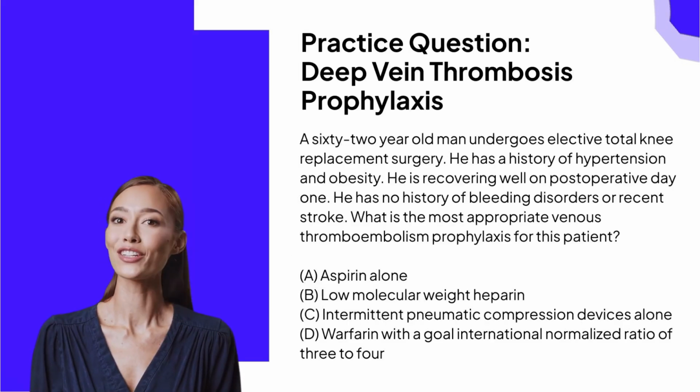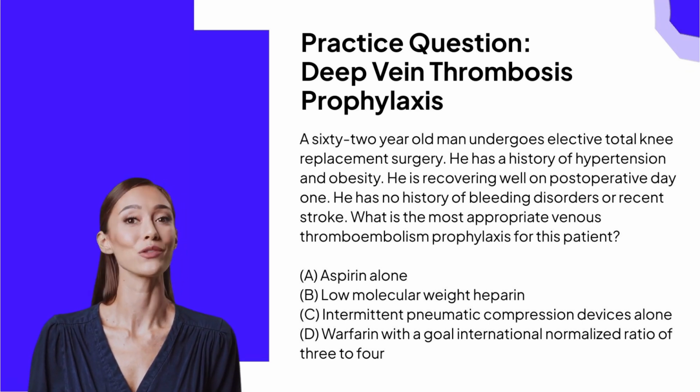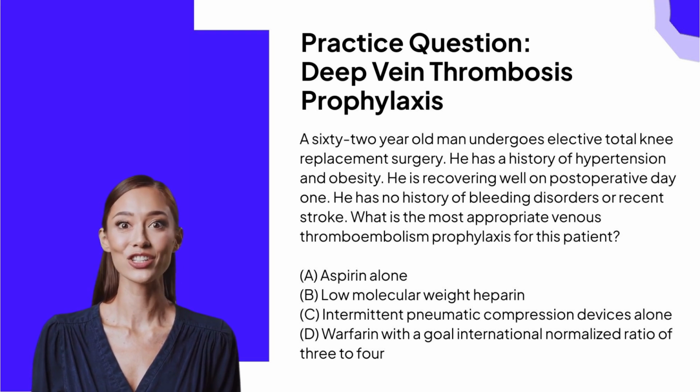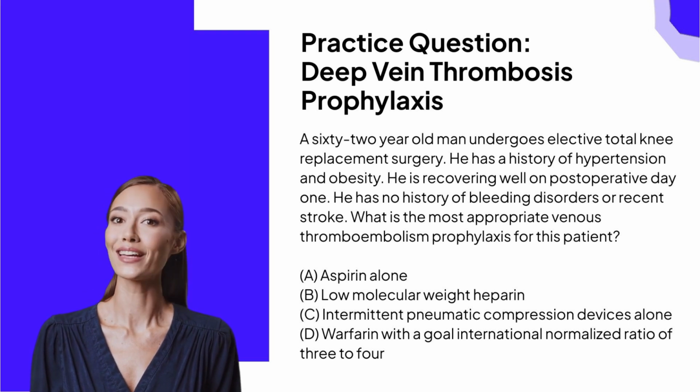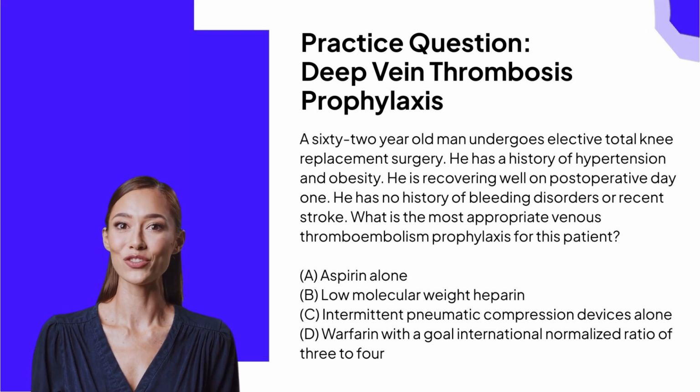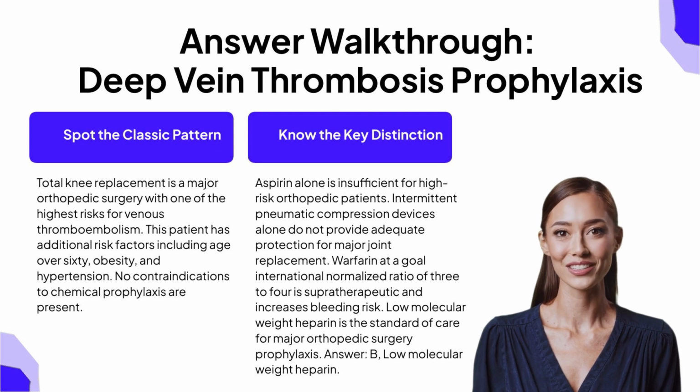Here is a practice question on deep vein thrombosis prophylaxis. We have a 62-year-old man who just had an elective total knee replacement. He has hypertension and obesity as risk factors. He is recovering well on postoperative day 1 with no bleeding disorders or recent stroke. The question asks for the most appropriate venous thromboembolism prophylaxis. Think about what you would choose based on the type of surgery and his risk profile. Let us walk through this answer.